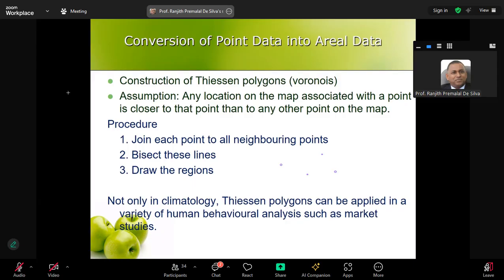polygons, it doesn't have to be square areas, but likewise we have polygons which represent each rainfall. But my polygons are not actually representative, but Thiessen introduced a method to find how you can draw the polygons. So I will show you how it is done. I think I have an example.